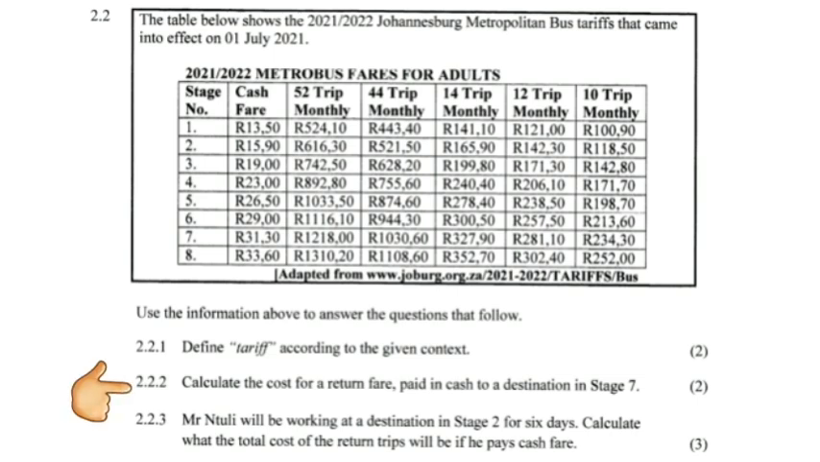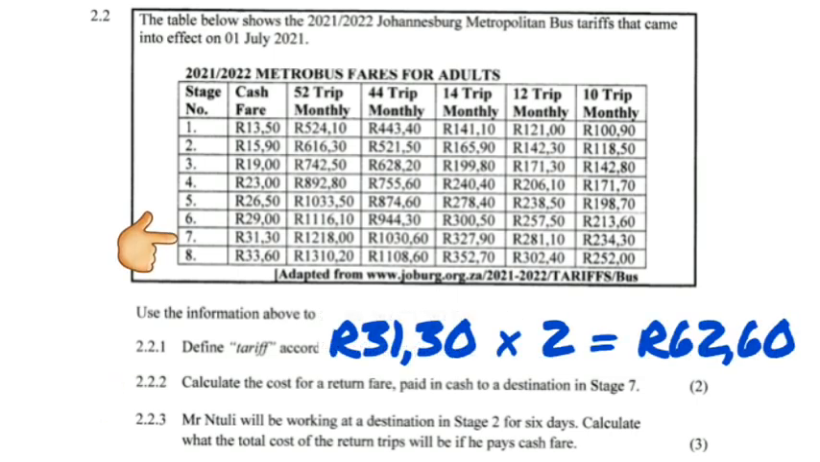In 2.2.2, they say calculate the cost for a return fare paid in cash to destination in stage 7. You see stage 7, the column for cash fare is 31 rands and 30 cents, but that is a one-way trip. If it's going to be return, you're going and coming back, so you multiply that amount by 2 and it gives you 62 rands and 60 cents is what you're going to pay for a return trip.